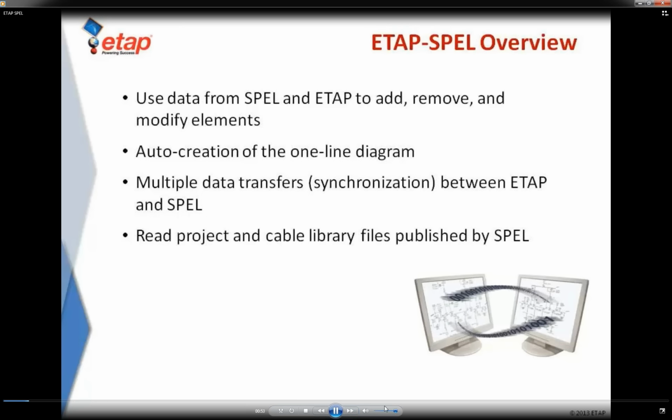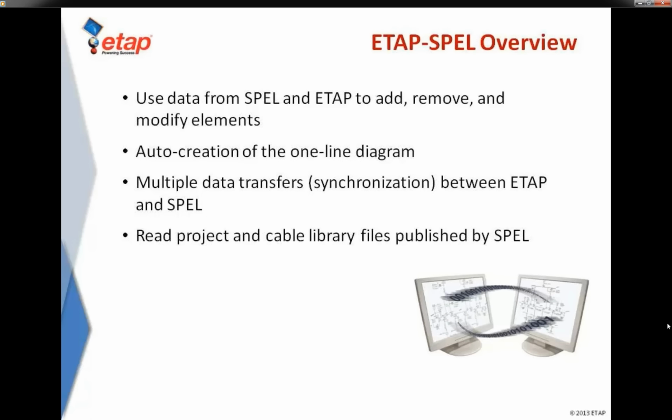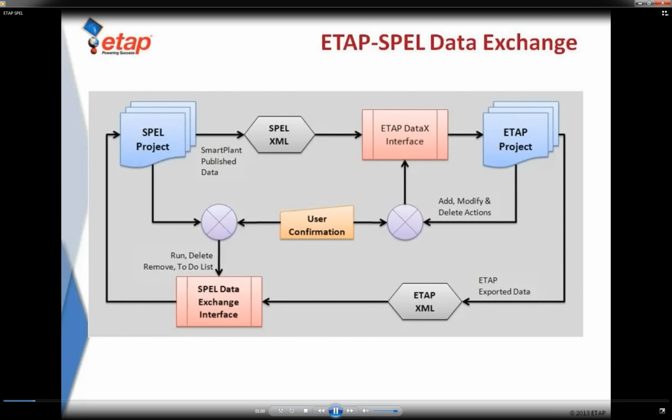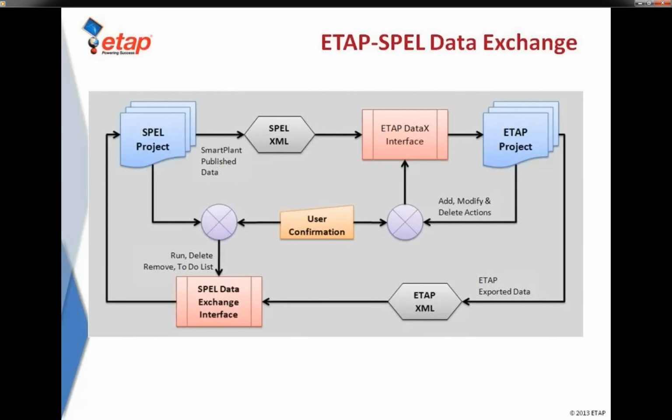SPEL is able to publish project files that include SmartPlant Electrical project data and cable library files. These files may be read and imported to ETAP. We may synchronize the project data between SPEL and ETAP. Here is the flow of how data is exchanged between ETAP and SPEL. We will demonstrate here the synchronization from ETAP and bring in the one-line diagram from SPEL.